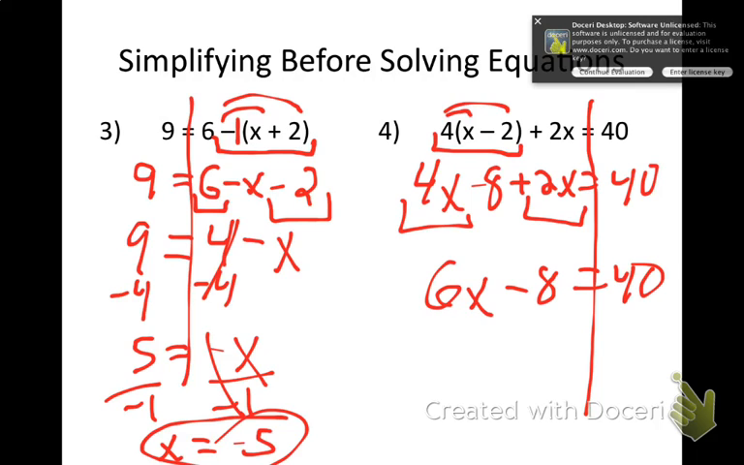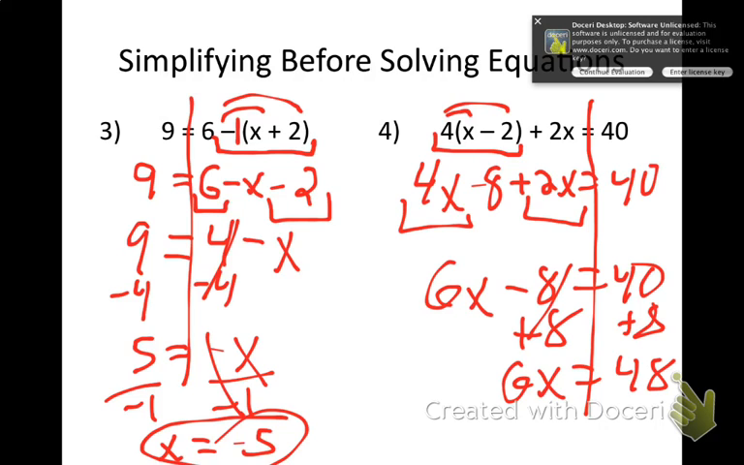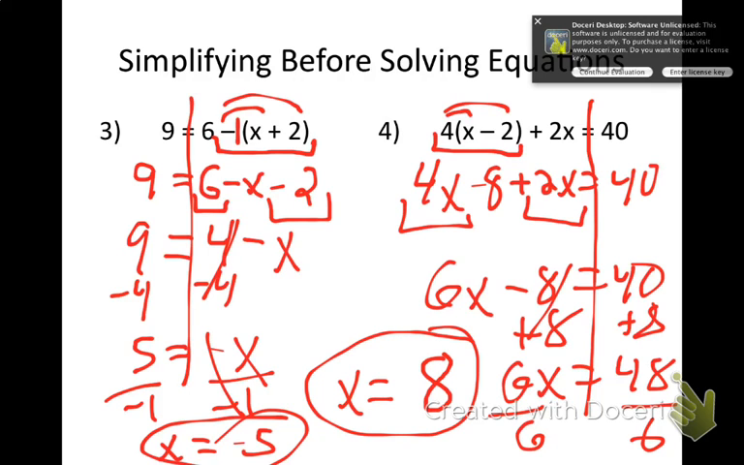Now what do I want to do, Bailey? Add the 8. Get 6x equals 48. Now I do what, Sage? Divide by 6. And I get x equals what, Sage? 48 divided by 6? Eight. Oh, nice job.